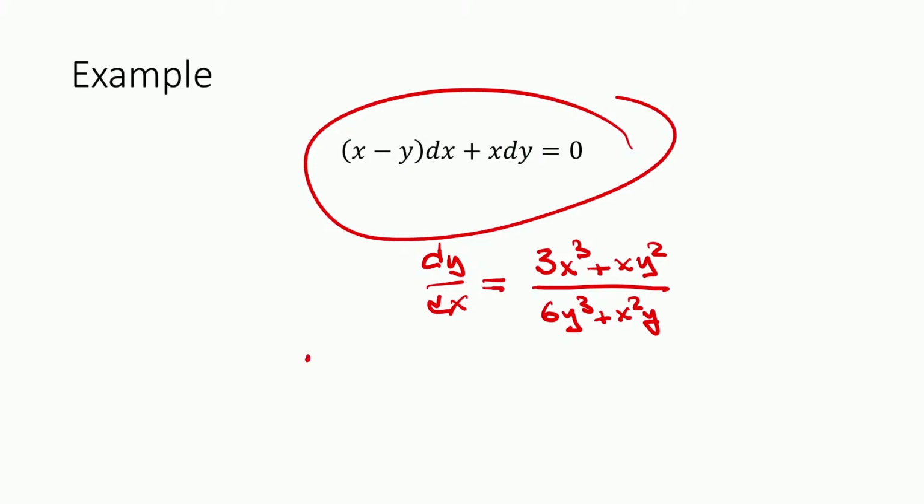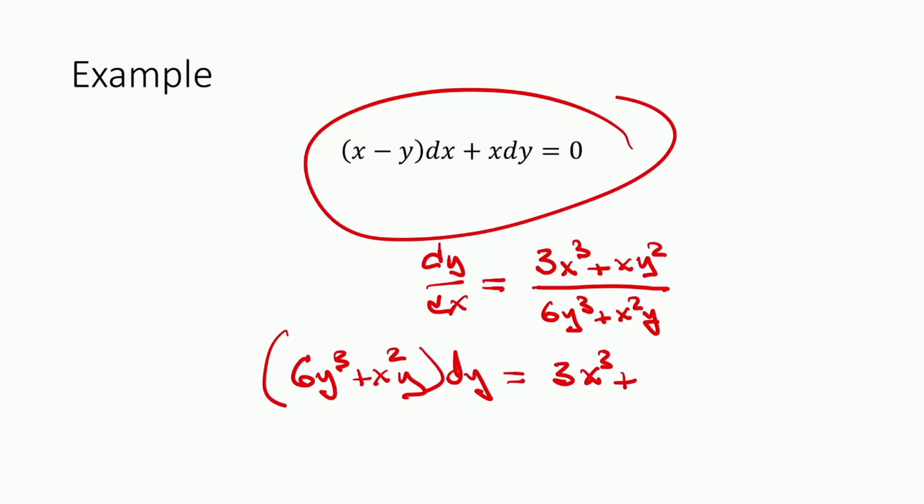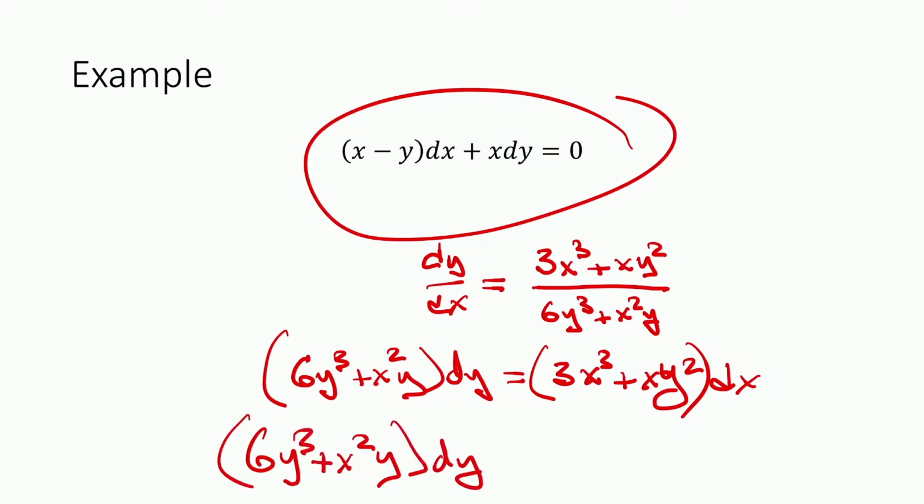So cross multiply, you have 6y cubed plus x squared y times dy is equal to 3x cubed plus xy squared times dx. I should really switch over to Notability at this point, but I won't yet, but I will see. And then the final step, let's move everything to the left. So we have 6y cubed plus x squared y times dy. I guess I'll put this out here, negative 3x cubed plus xy squared dx. Ugh, that's terrible. There it is.